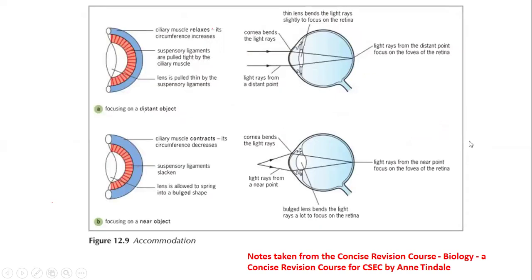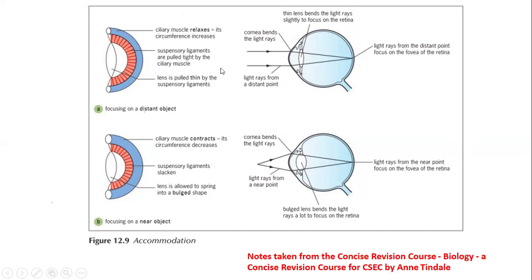All right, make sure we know the accommodation process, guys. Accommodation, very important. Accommodation speaks to when we're looking at something far away and then we change and look at something near. So the eye has to accommodate, right? And make sure we know the processes. This is the process of focusing a distant object. The ciliary muscle relaxes, right? Suspensory ligaments are pulled tight and the lens is pulled thin by the suspensory ligaments. And then we can draw it if we need to or identify what is going on.